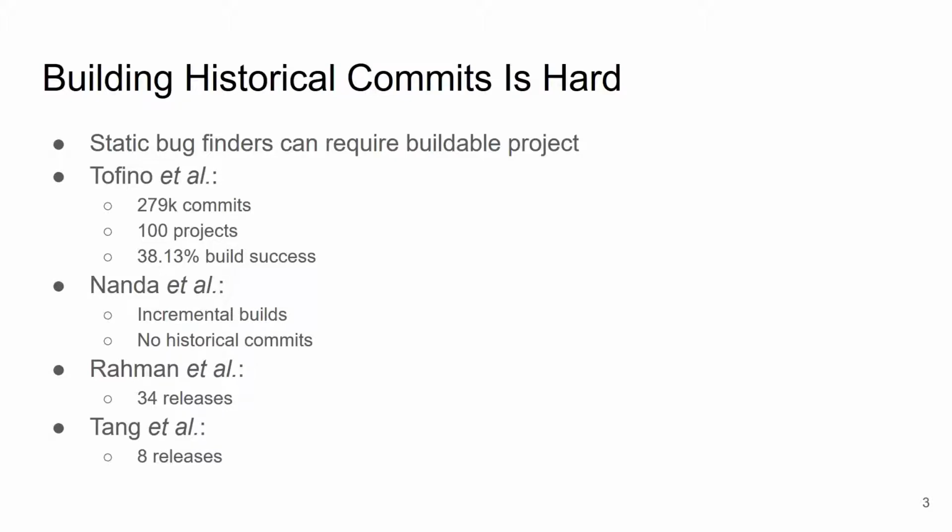So prior studies have tried to build historical commits and to run static bug finders. For example, Tufano tried to build over 279,000 commits, but had a build success rate of slightly over 38%. However, in their case, they were not trying to run static bug finders on them. Nanda didn't try to build historical commits and would just run the static bug finders on more recent commits. Finally, Rahman and Tang, who tried to use historical releases, only had a limited number when running their static bug finders.